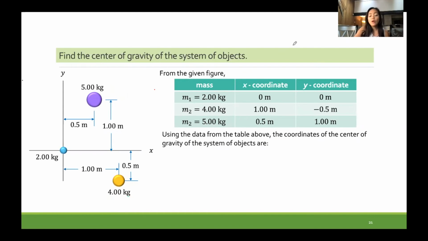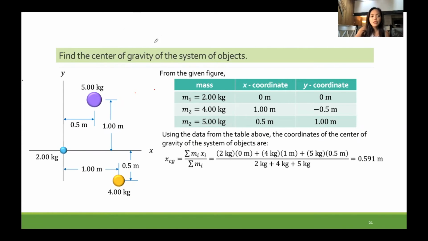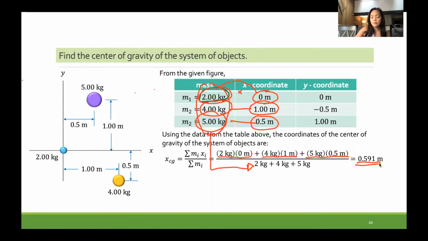And what is the center of gravity? We will use the formula that I've shown before. First, you get the mass times the x value. So we have here 2 times 0. Let's do that again for another mass, multiplied to this. So we have this value. This one multiplied to this, we have this value. Divided by the total of the masses, so we have this value. And if you divide that, you will have this answer.